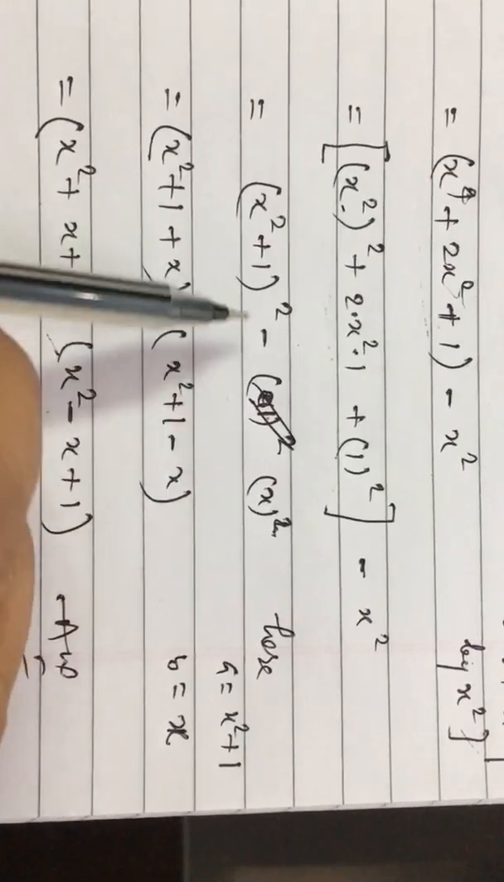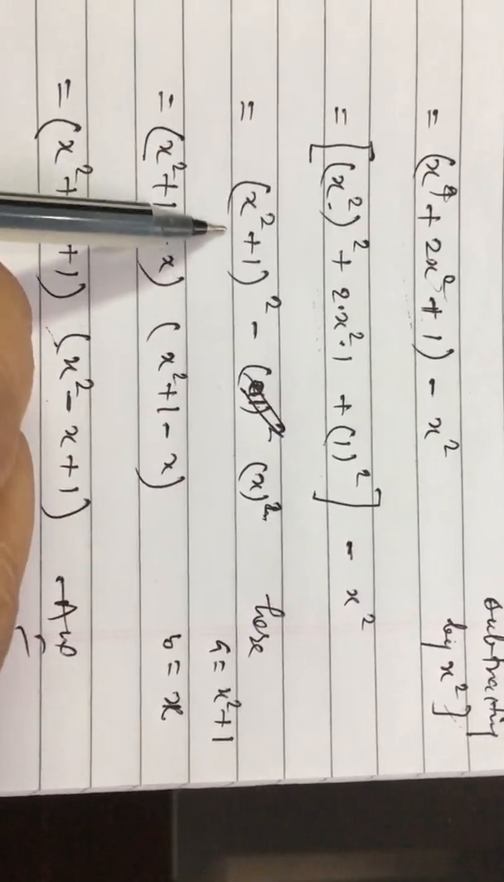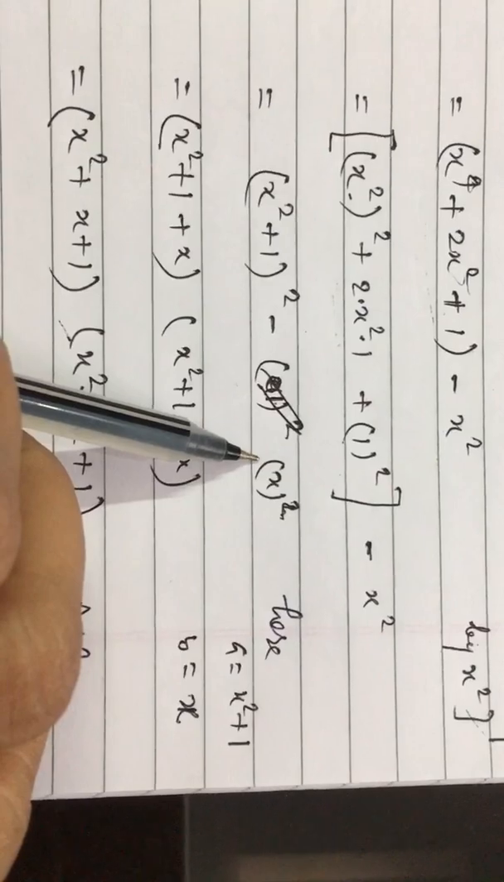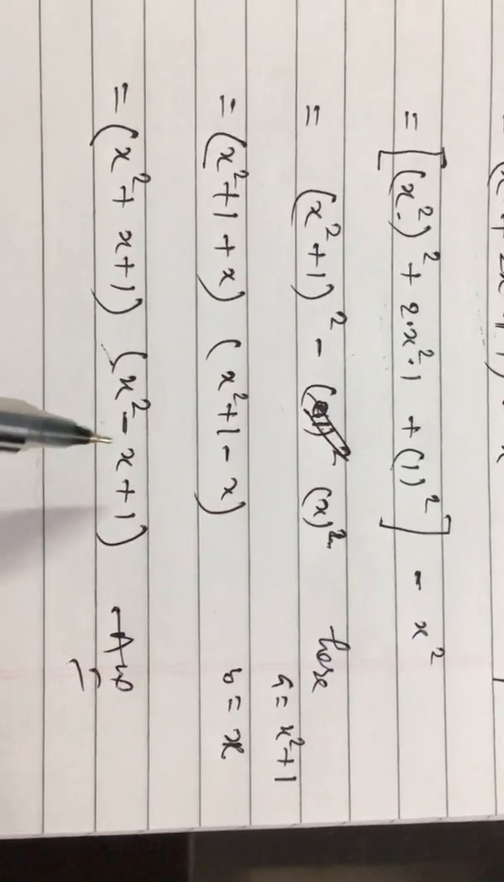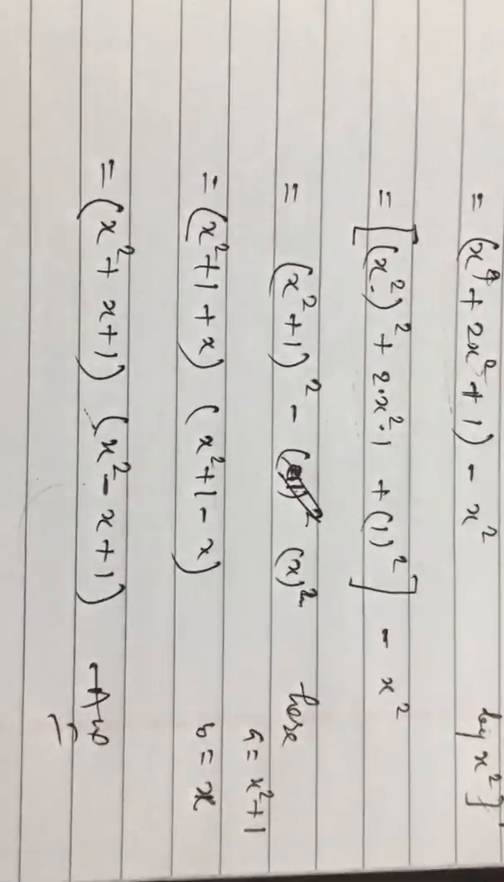Now apply the formula here. Suppose whatever is inside the bracket is a, and b is x. So a plus b and a minus b. Now arrange the terms. This will be the final answer.